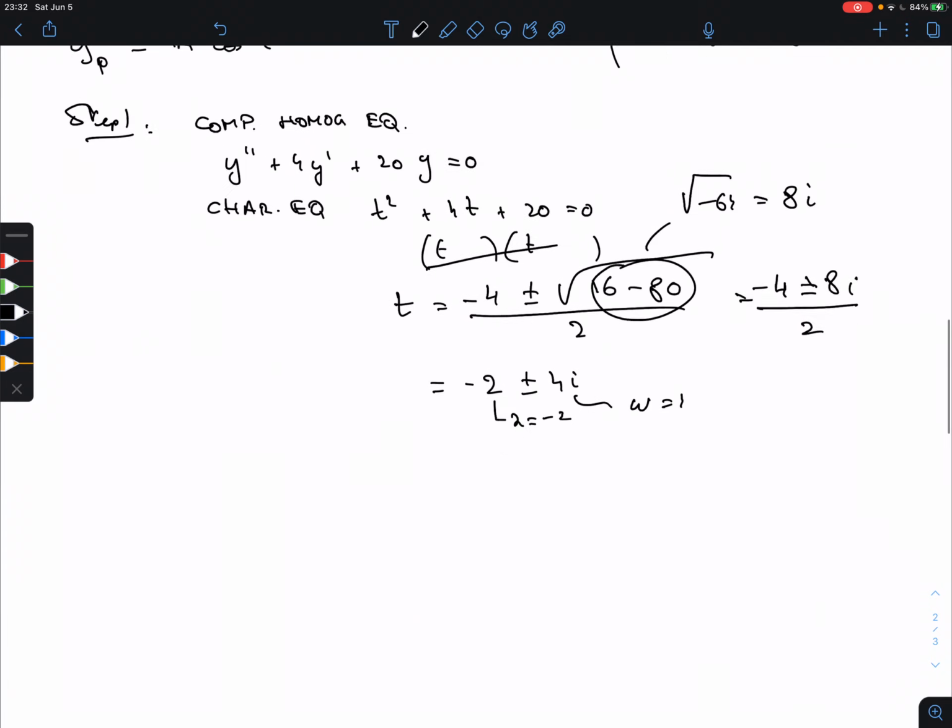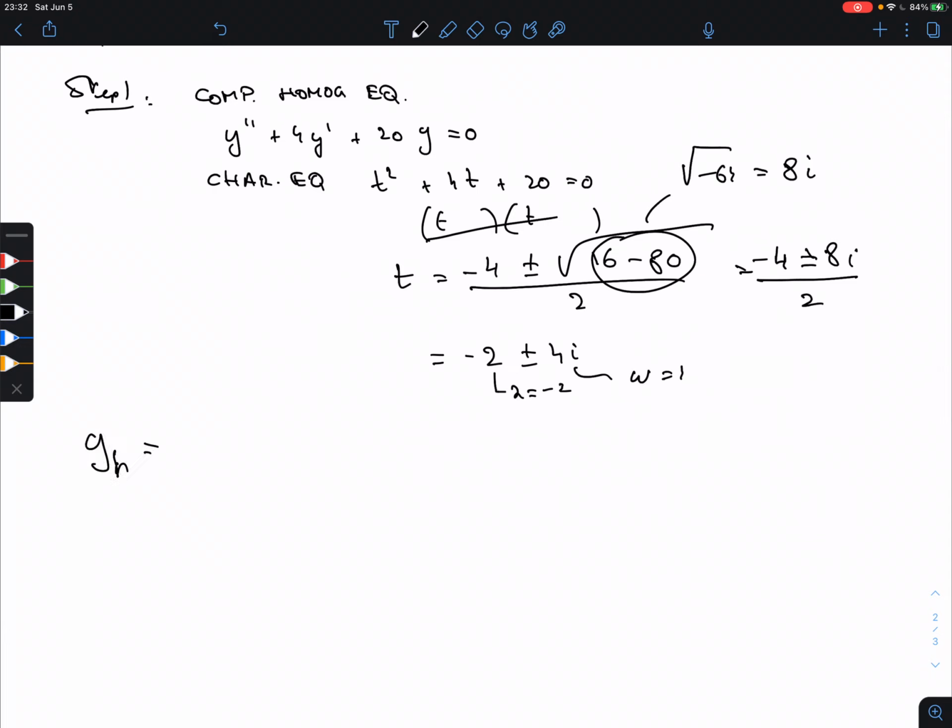So we see that our general homogeneous solution will look like, again, these are complex roots. Remember what this means: there is an exponential that has this minus 2 as a coefficient, and then there are the two trigonometrics with frequency 4. There's a coefficient still, right? So this is e to the minus 2t times A cosine 4t plus B sine 4t.